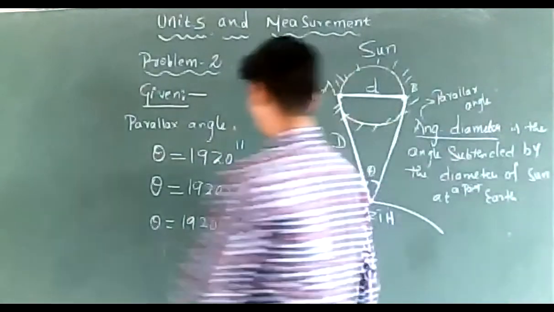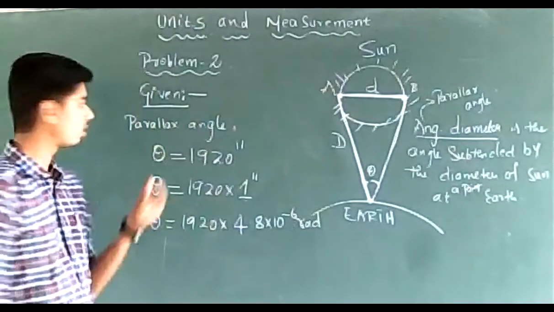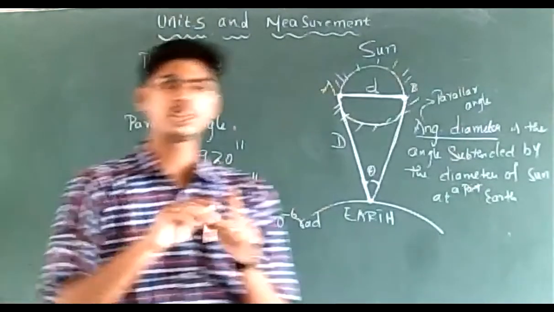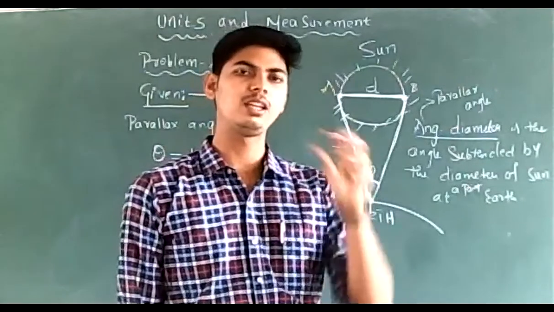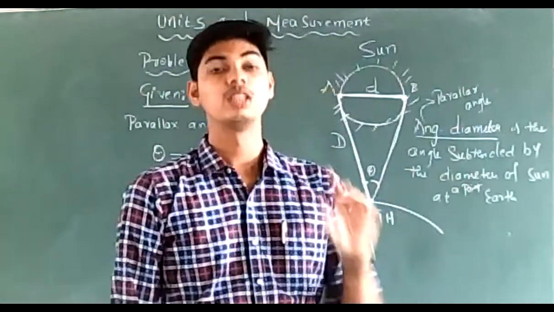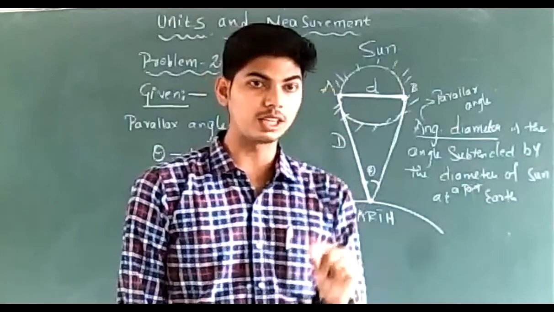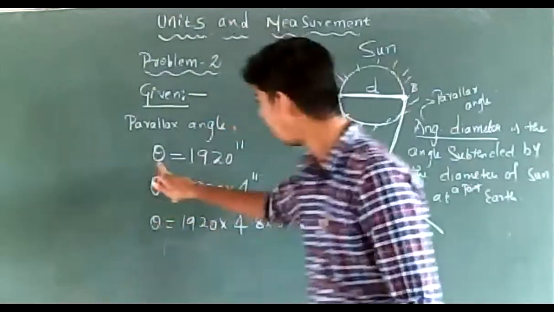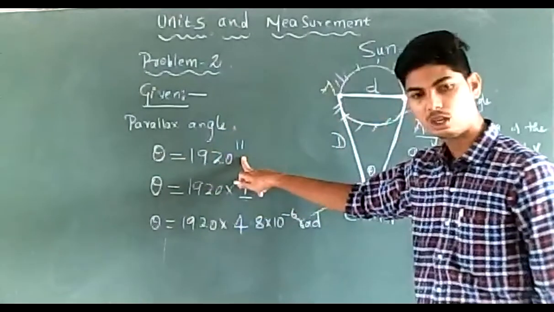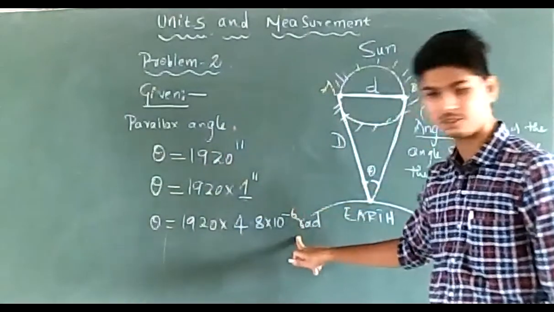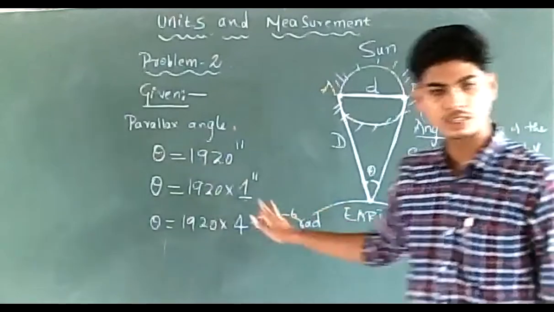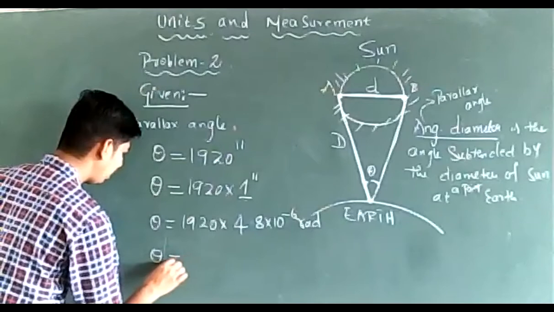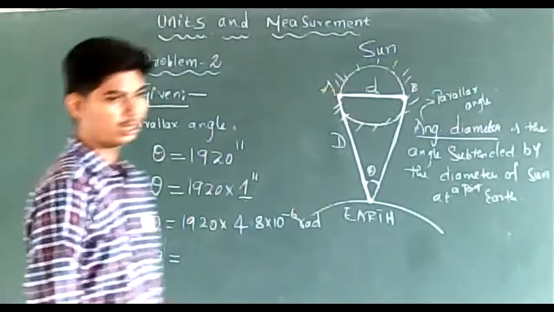So the first task is to check whether the angle is in radian. If it is in radian there is no problem, that is what we need. Suppose the angle is not in radian, you must convert it into radians. Here the angle was in seconds, so I have converted it into radians. Now let us calculate theta.